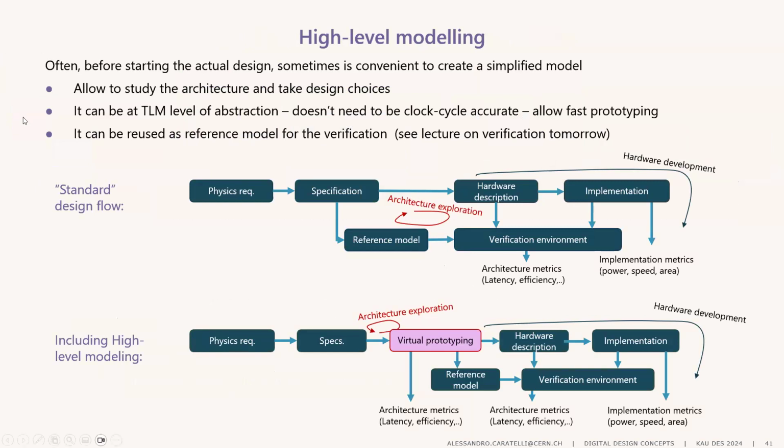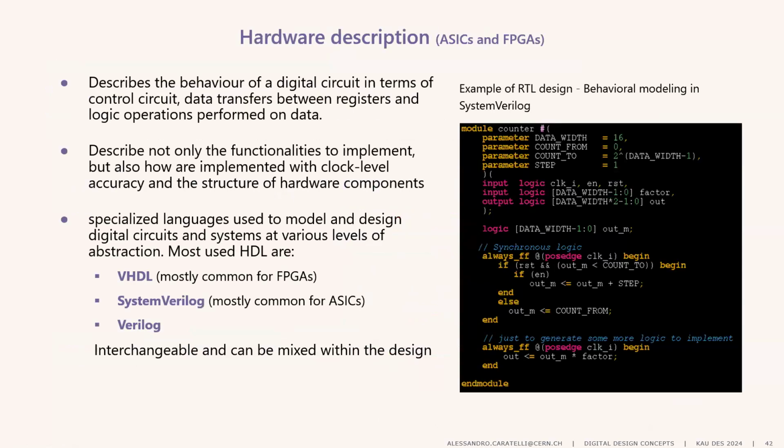So in a standard design flow where you don't have this high-level modeling, you will need to explore the architecture. You pass from the specification to the hardware description, verification, matching to the reference model, and so on. Well, in this case, you can actually turn around fast between this model and the specs until the model matches the specs, and then try to make your hardware implementation match the model. So sometimes it's useful to have this level of abstraction in the middle to model the system before starting designing. And then you go to the actual hardware description.